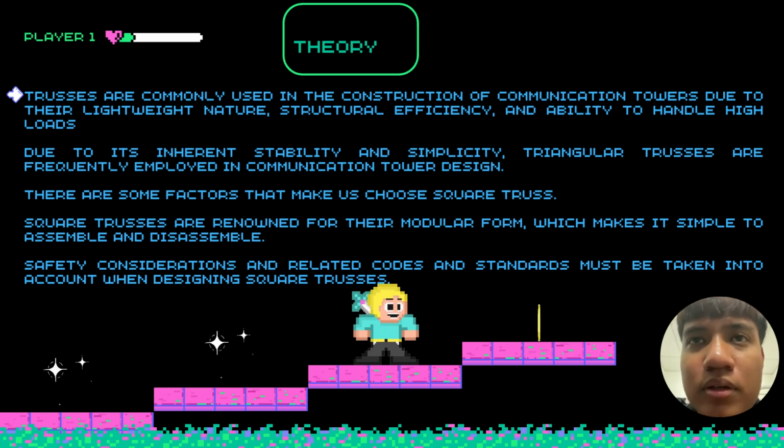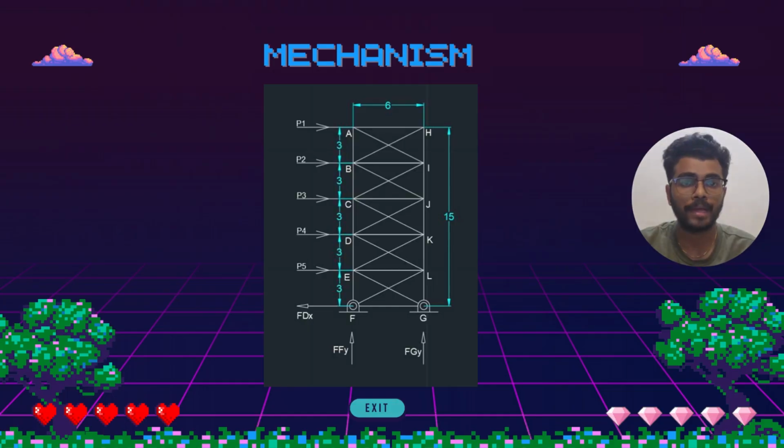effective load transfer. Alright, for the mechanism part, this is our design, and we use AutoCAD software to design this whole communication tower, as it saves our time and gives a product without any defect. Throughout the whole project, we have assumed 400 kilonewton to 800 kilonewton for P1 to P5. This square truss was used as all joints are connected and provide better stable shear.